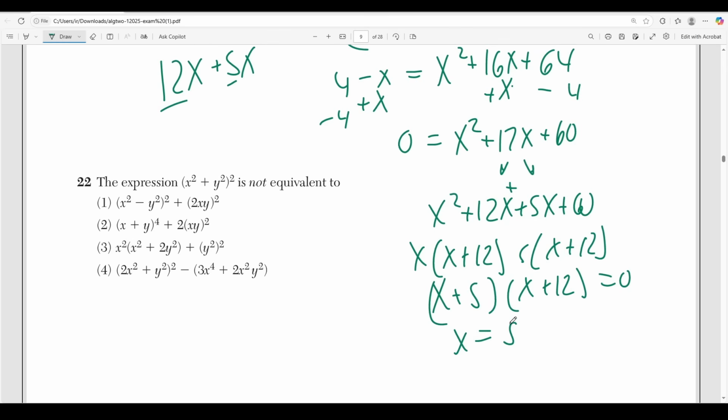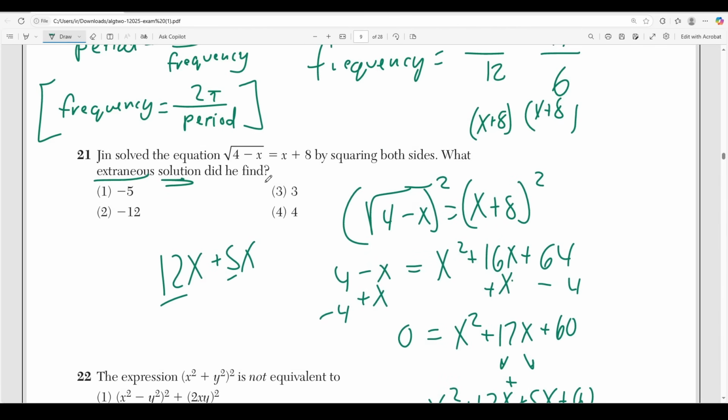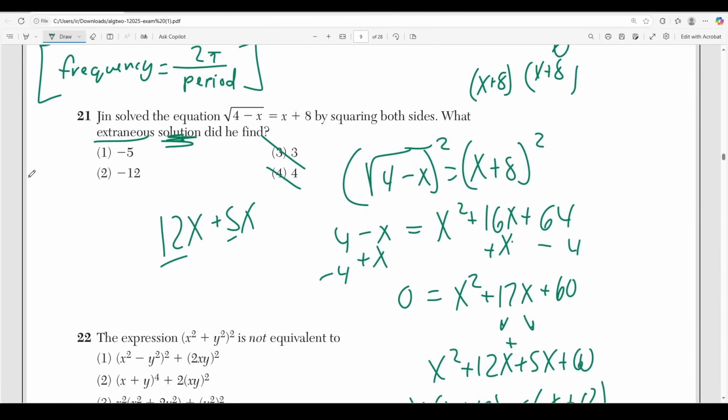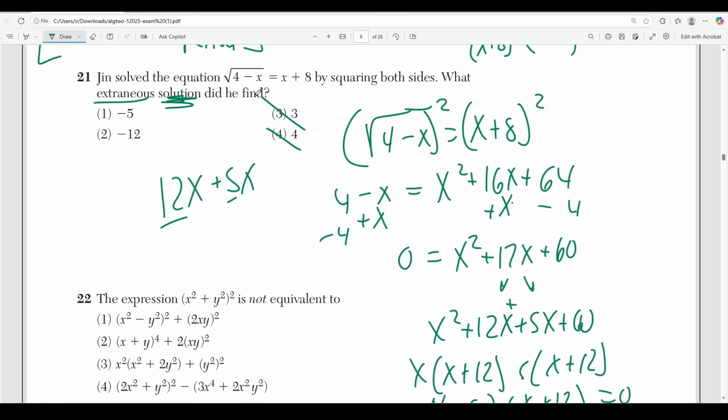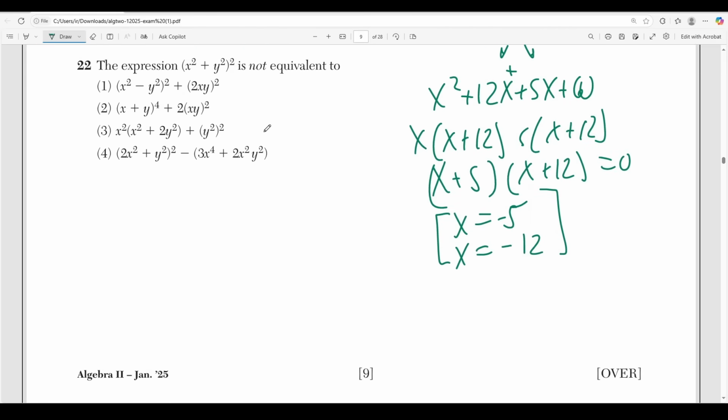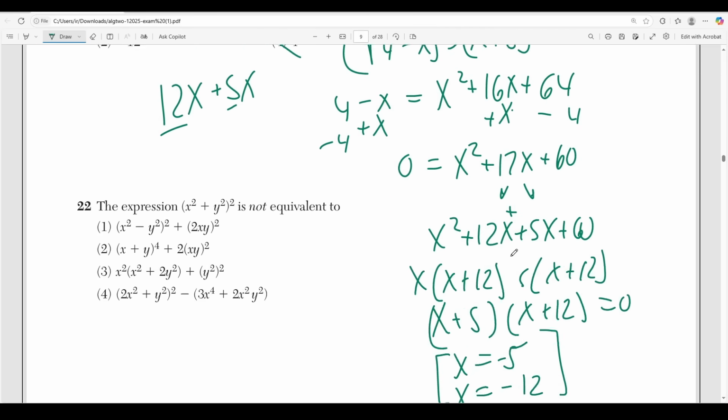So my x has to be negative 5, and my x has to also be negative 12, okay? These are my two solutions. So straight off the bat, we can eliminate choice 3 and 4 because they're not even solutions to this function. Right? Now, an extraneous solution is a solution that doesn't make sense. So something that when you plug it in, it doesn't always make it true, okay?